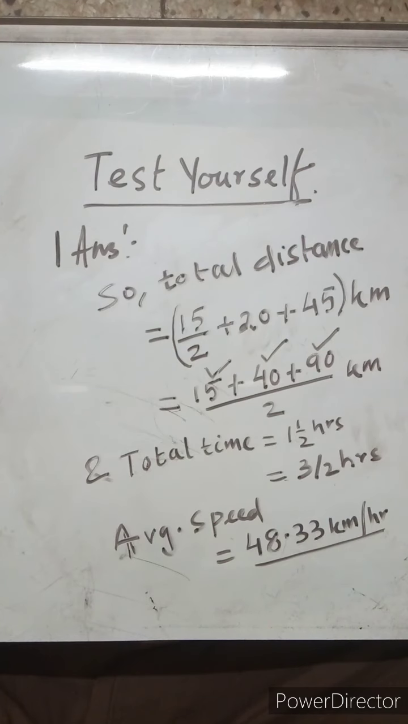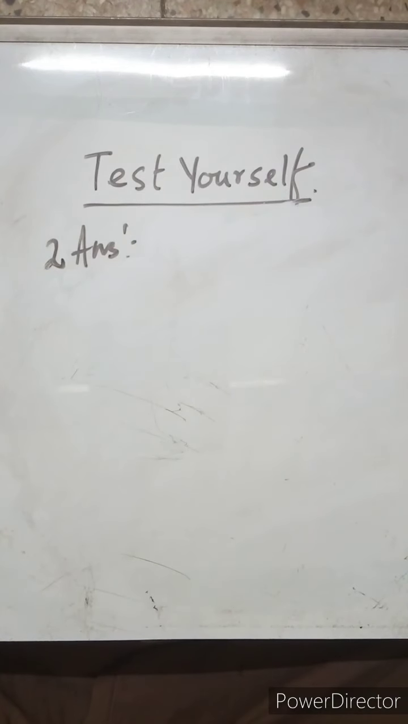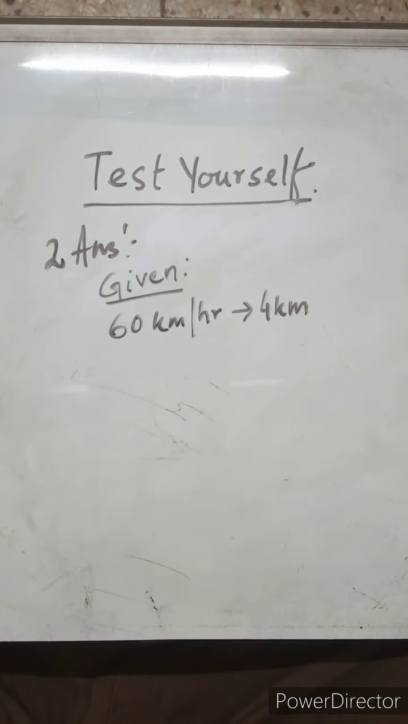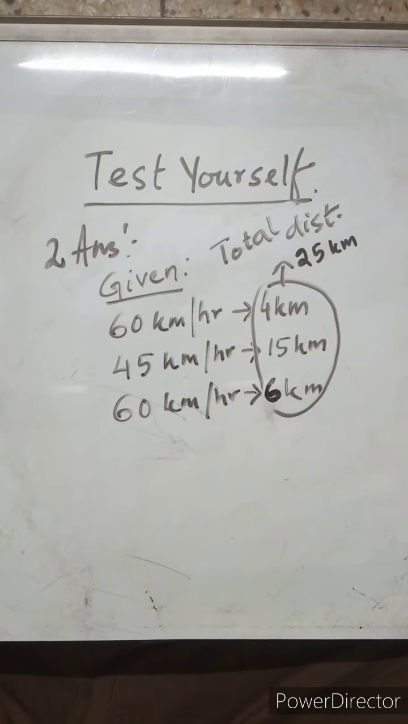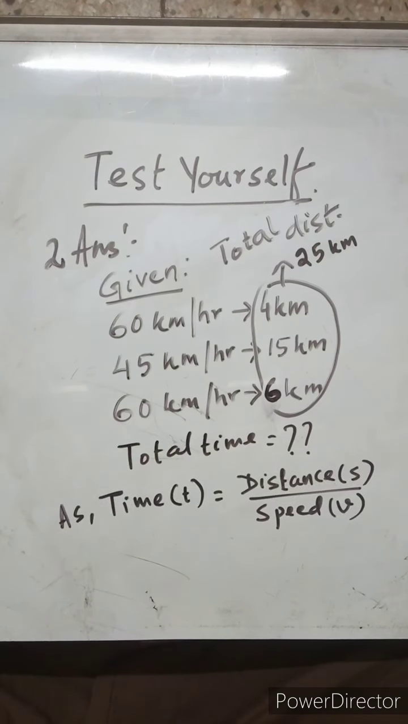Now we move over to the second question of test yourself. The facts that have been given are that a biker rides at 60 kilometers per hour for 4 kilometers, 45 kilometers per hour for 15 kilometers, and then 60 kilometers per hour for 6 kilometers, right? So here the total distance has been given, that is 4 plus 15 plus 6, which adds up to 25 kilometers, but the time hasn't been given. So what is the total time? As we know, time is equal to distance by speed.